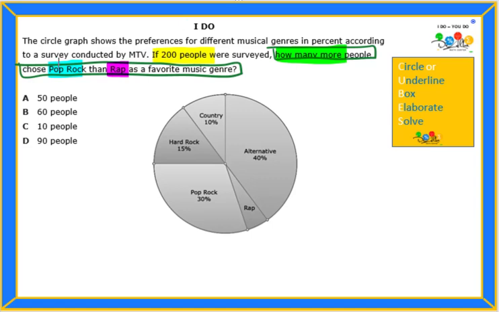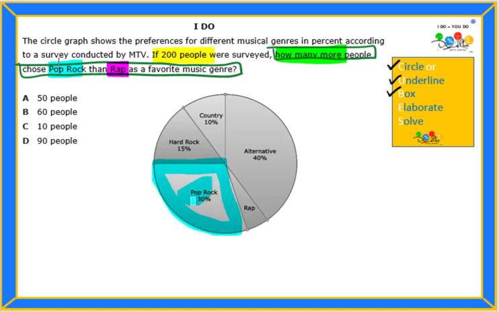So notice here on my CUBE strategy that we want to circle or underline important information, and we've used our highlighter to highlight that important information. We've also boxed in our question. And so now we're going to elaborate. Now what I am looking for is pieces of information that I can use or that I can figure out to use. So here I know that I am going to be answering some information about pop rock.